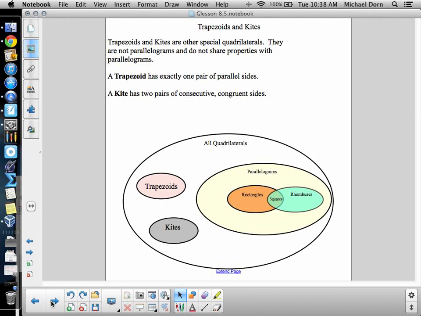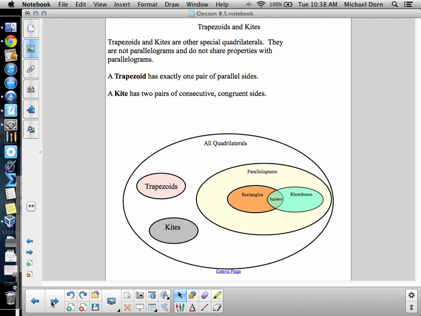So let's take a look at their definitions. Trapezoids have exactly one pair of parallel opposite sides. The second pair of sides are not parallel. Only one pair of sides is parallel in a trapezoid.